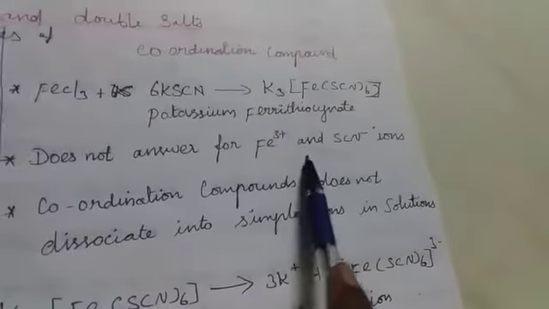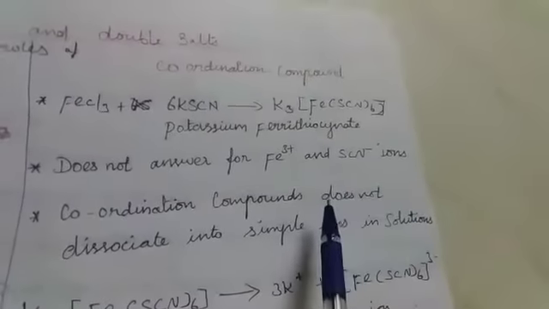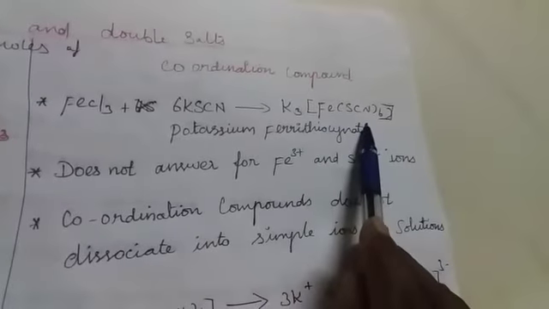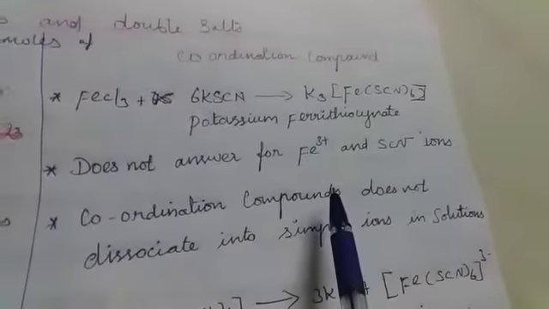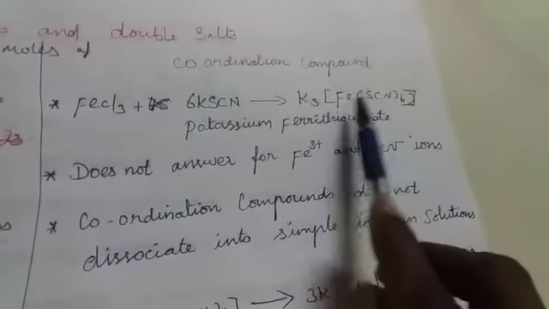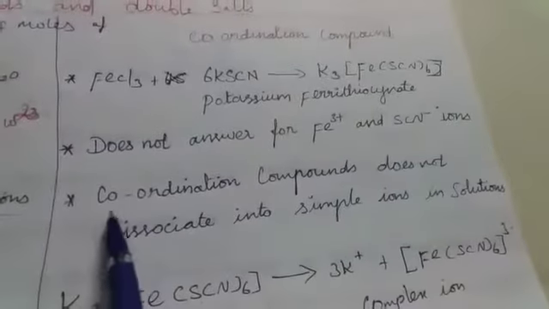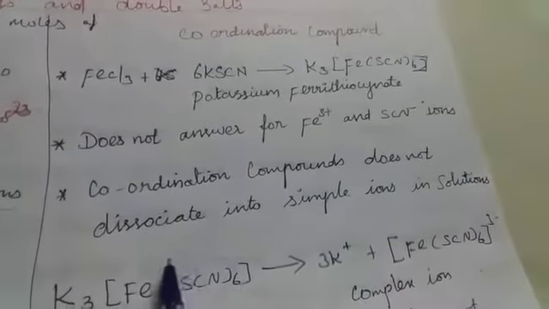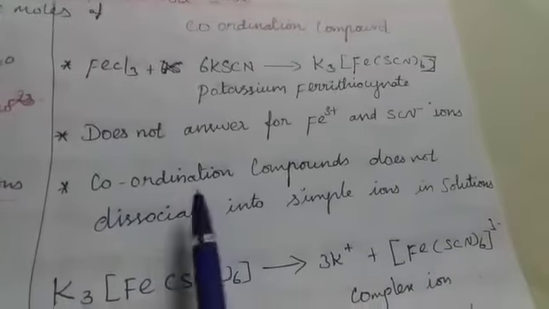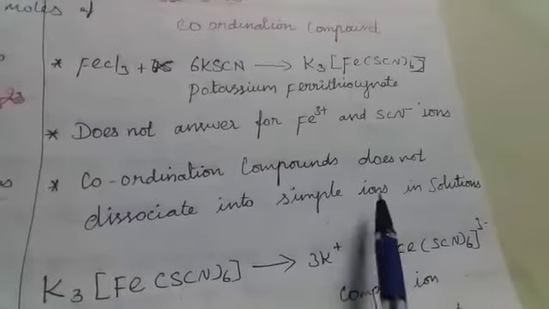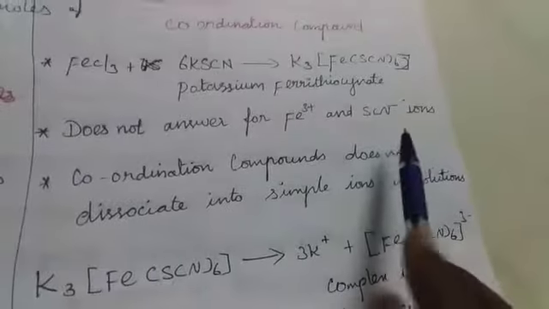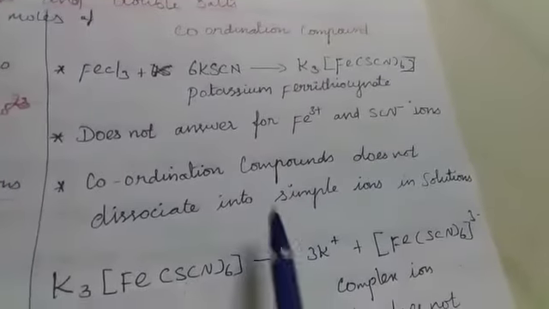for Fe3+ and thiocyanate ions. We cannot break it into simple ions like a double salt, because this is a complex ion. This is the complex ion. Coordination compounds do not dissociate into simple ions in the solution. They do not dissociate into simple ions like Fe3+ and SCN-; we can't break it like this.